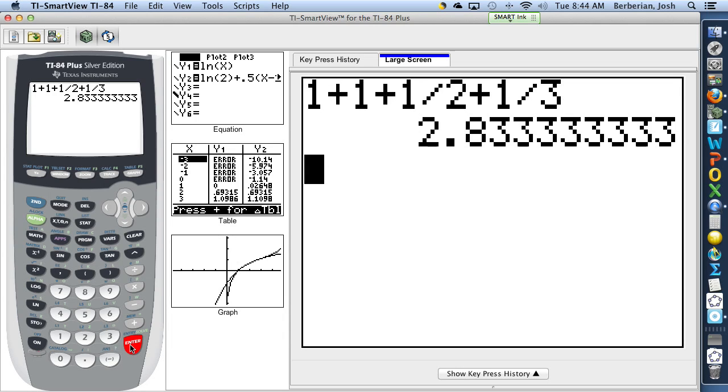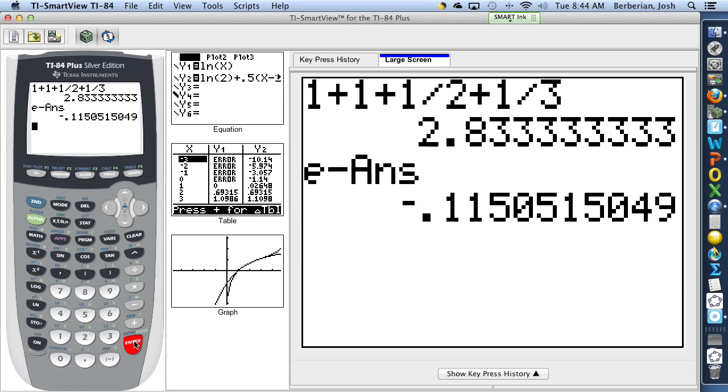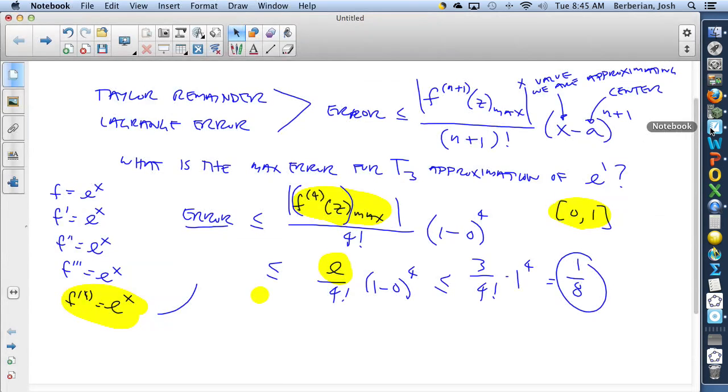2.83 repeating, so what's that, like 5/6? We have a calculator, right? So we know what e is approximately, as good as your calculator would. So I'm actually going to take e and subtract my approximation. And lo and behold, is that error within 1/8? Is that within 0.125? Absolutely. And that's what the error bound tells us. It doesn't tell us what the error is, but it tells us your error at most is going to be 1/8.